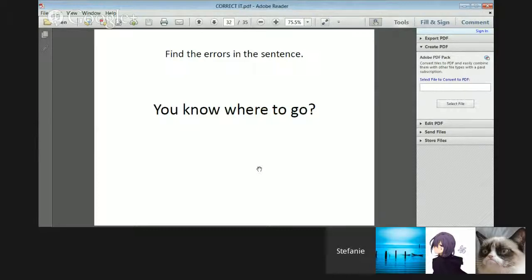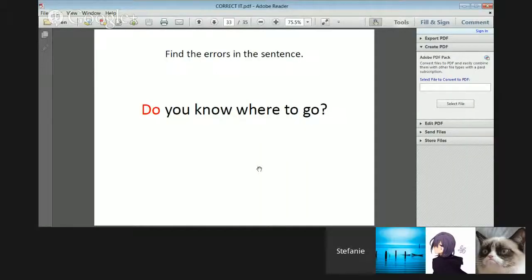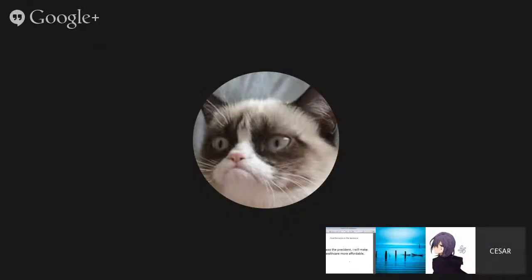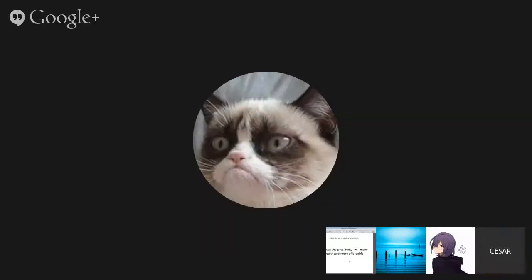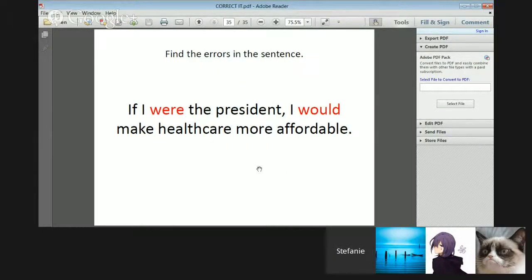And Ming, you know where to go? Do you know where to go? Very good. Okay, and Caesar, last one. If I was the president, I will make healthcare more affordable. I would make healthcare more affordable. Good. But you can say if I were the president also. There we go. If I were the president, I would make healthcare more affordable.